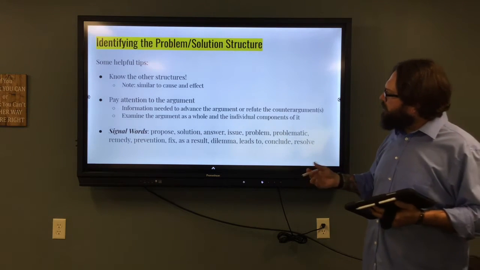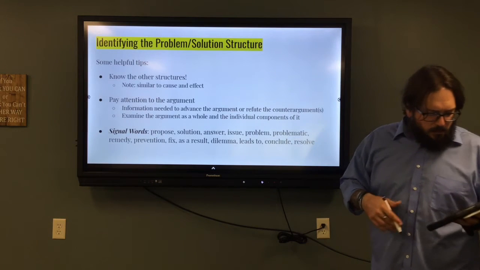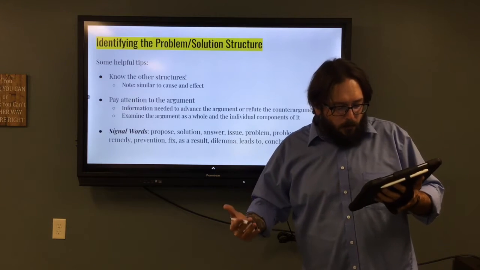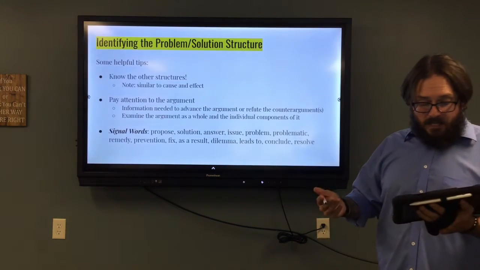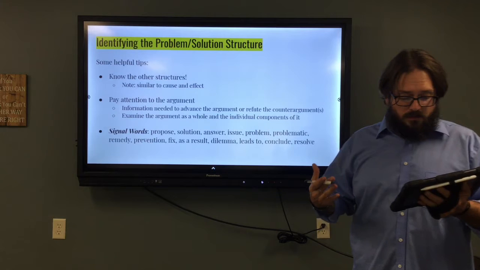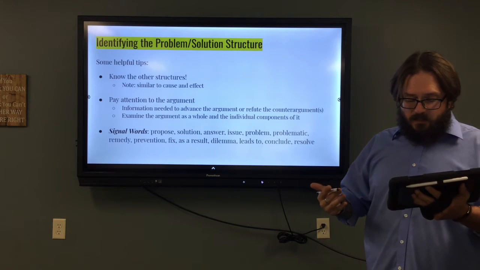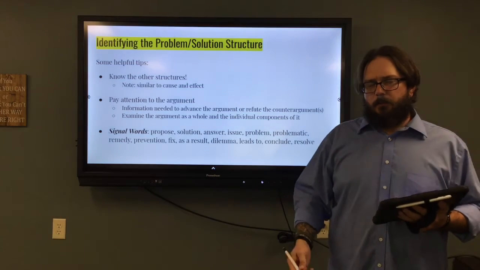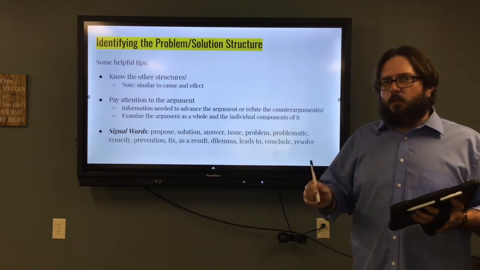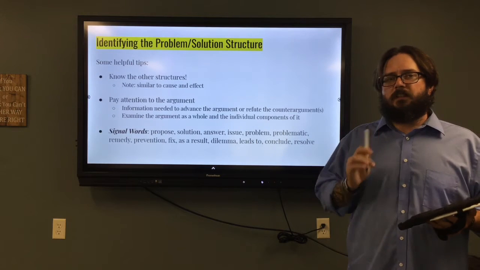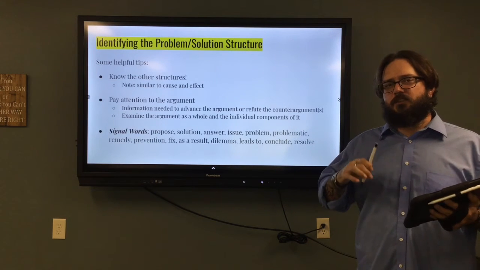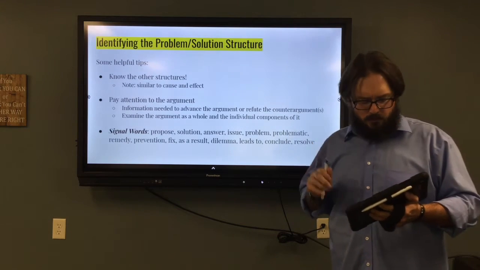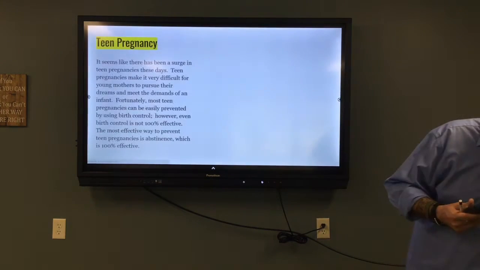Some signal words to pay attention to are things like propose, solution, answer, issue, problem, problematic, remedy, prevention, fix, as a result, dilemma, leads to, conclude, or resolve. So if the author is using these words, once again, as we've seen with the other structures, these signal words will actually help us determine whether or not the author is using this particular text structure.